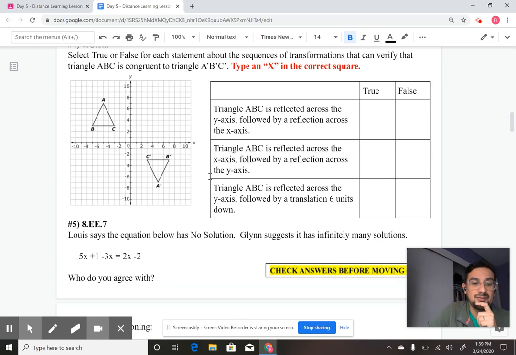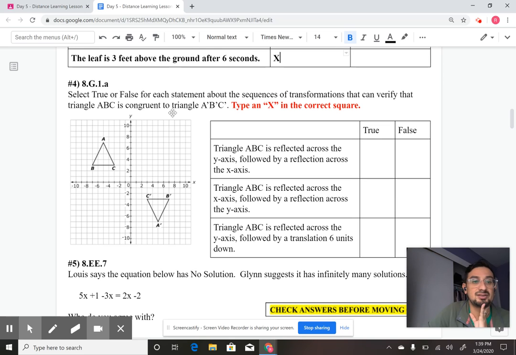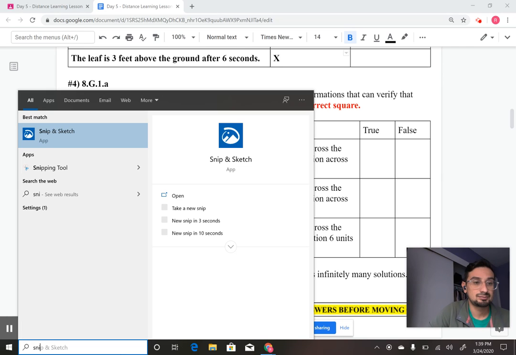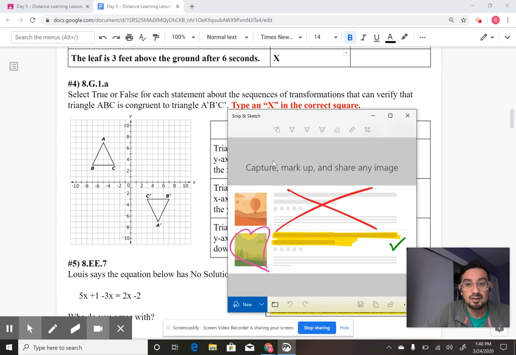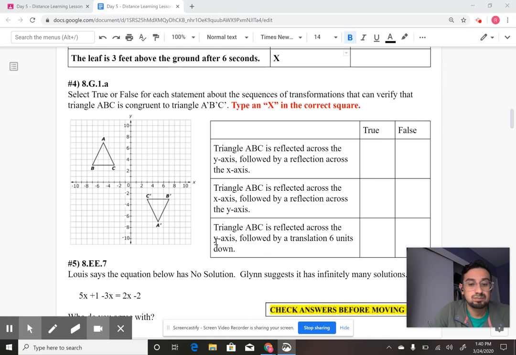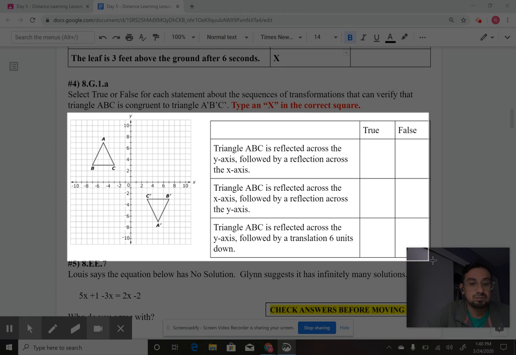Okay, for number 4, select true or false for each statement about the sequences of transformations that can verify this triangle ABC is congruent to triangle A prime B prime. Type in X in the correct square. So let's see. Triangle ABC is reflected across the y-axis followed by reflection across the y-axis. Let me snip this so we can draw it out a little bit.